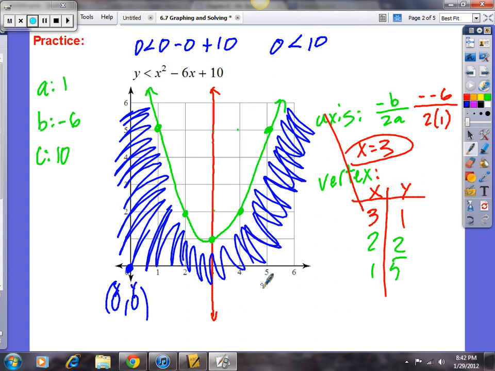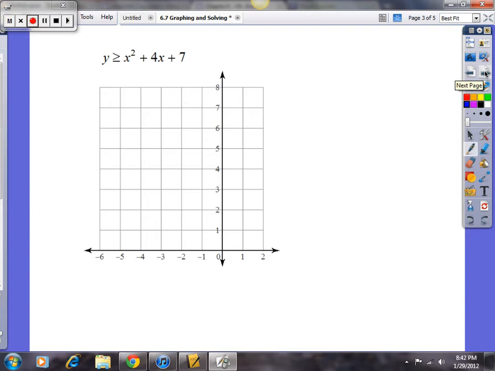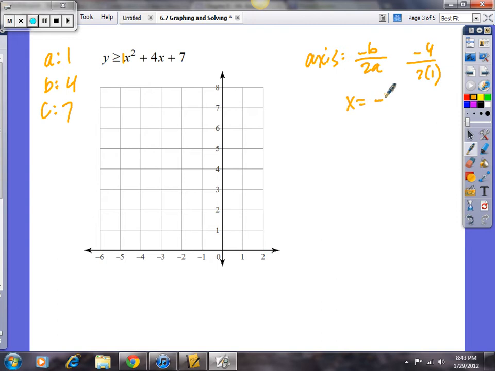Let's do one more. Okay, y is greater than or equal to x squared plus 4x plus 7. So maybe move number 1. Let's find our a, b, and c. A is 1, b is 4, c is 7. So now my axis of symmetry is going to be negative b divided by 2a. So it's going to be a negative 4 divided by 2 times 1. It's going to be x equals a negative 2. So come down here on the x-axis right here.